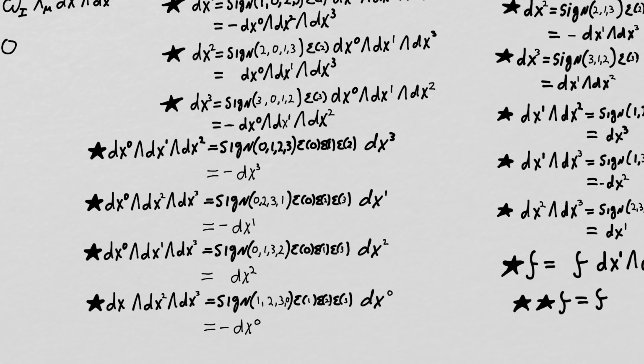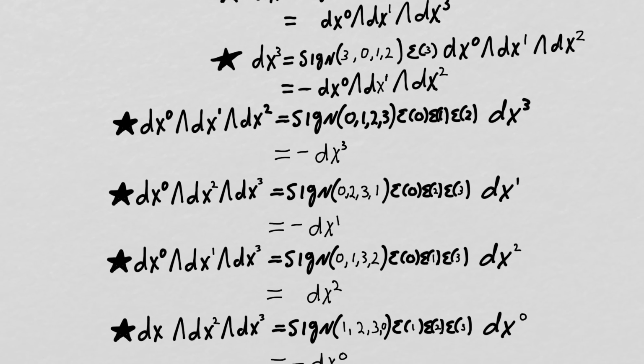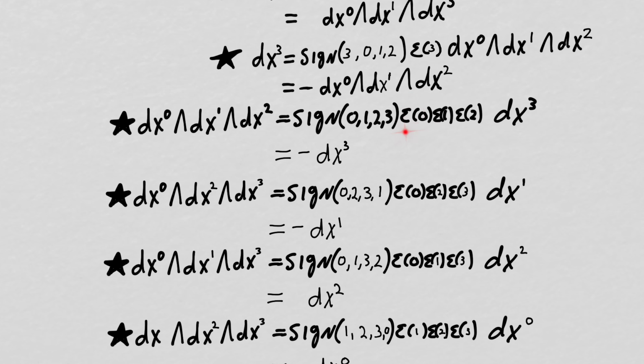Now, in Minkowski space, you have the only complication that you end up with these epsilon 0s every now and then. But if I wanted the Hodge dual of the 3-form dx0, dx1, dx2, what's missing? Well, dx3 is missing. So now my sign is 0, 1, 2, and then followed by 3.